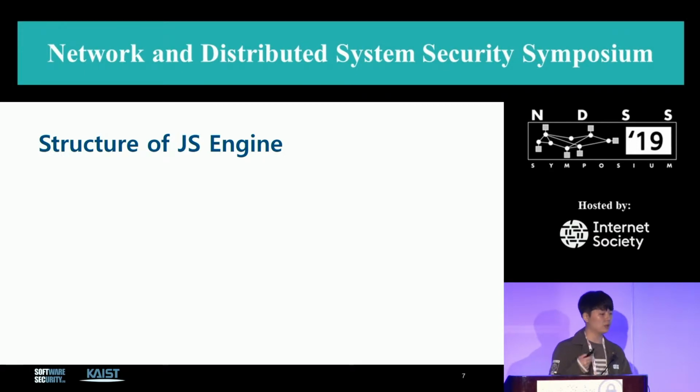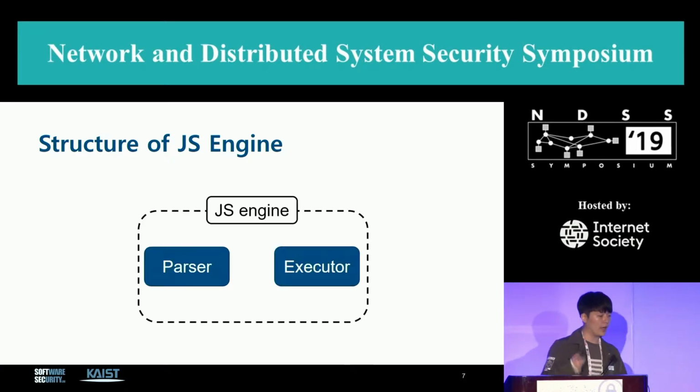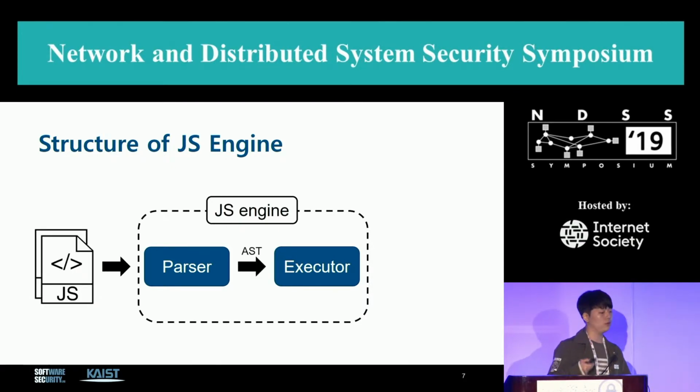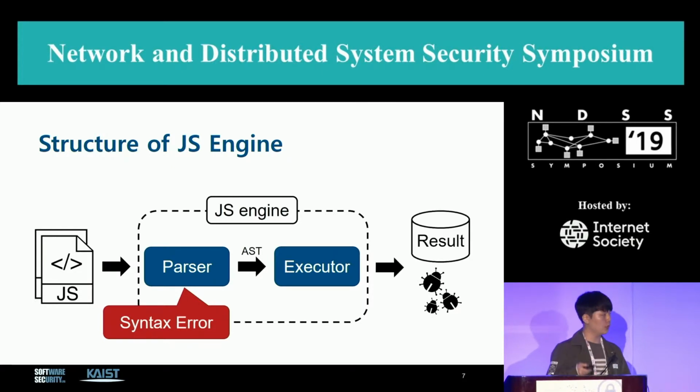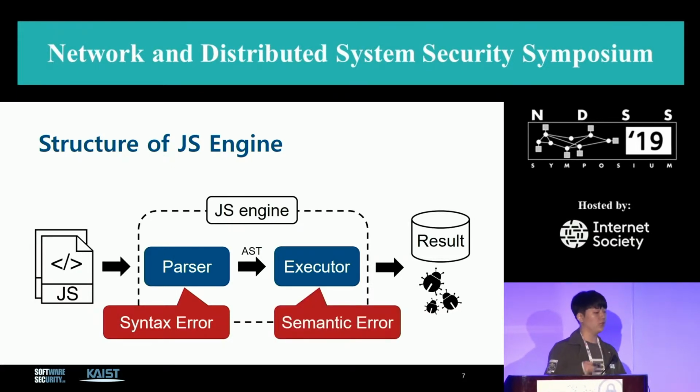To understand our technique, we first need to understand the overall structure of a JavaScript engine and how it works. At a high level, a JavaScript engine consists of two modules, the parser and the executor. First, the parser module converts the given JavaScript code into an abstract syntax tree, and when it fails to convert, it raises a syntax error. Then the executor module interprets the AST and returns some result or some crashes. The executor also raises semantic errors if the given AST is semantically invalid.